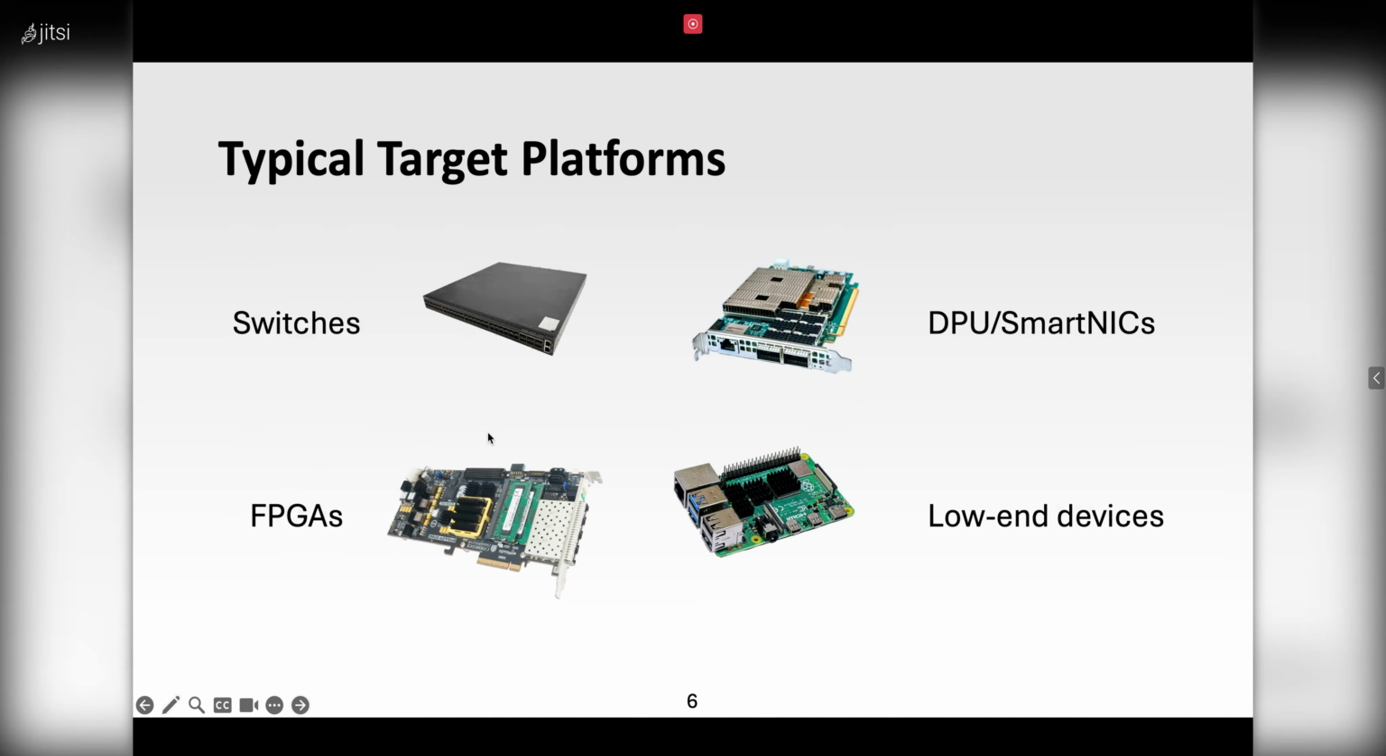So here are some typical target platforms. One is programmable switches, one is a DPU, and the smart network interface cards, which we call smart NICs. And then we also have FPGAs and low-end devices. So in-network machine learning can all work and function on these kinds of platforms.